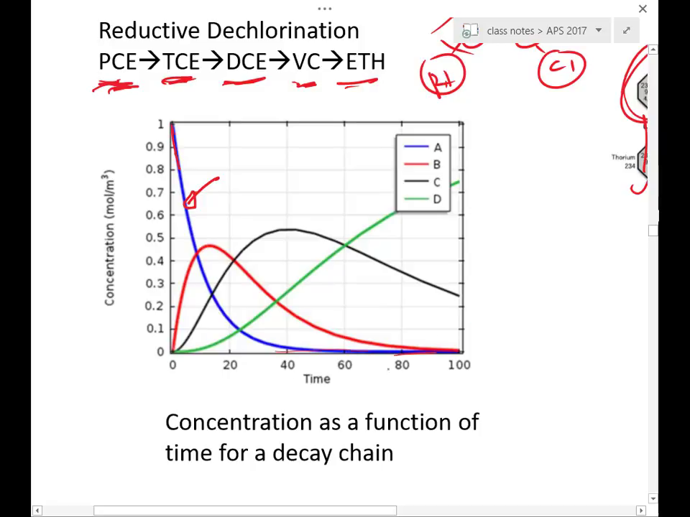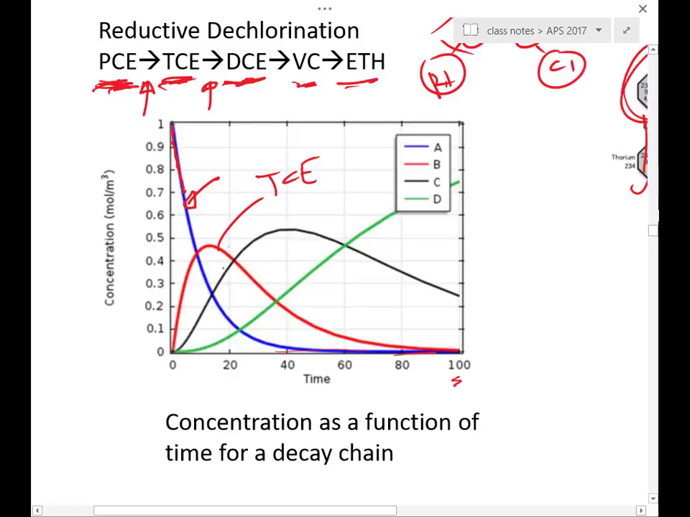And it gets to be a fairly small concentration after 100 units of time. What happens, though, is that this is degrading, it's producing this daughter compound. So the red there would be TCE. So TCE gets produced, and that causes the concentration to increase. But as it's being produced, it's also degrading to this guy. So this red curve is really what we get from this happening: the production of TCE by degradation of PCE, and the degradation of TCE to DCE.